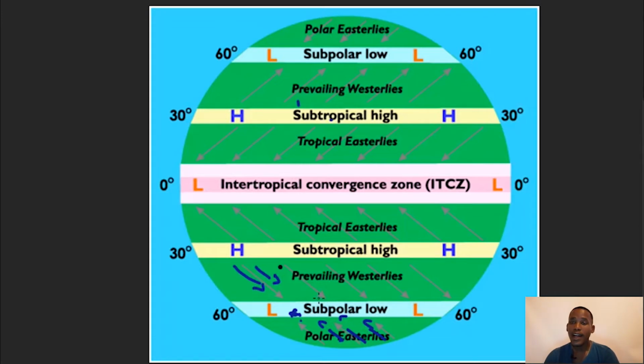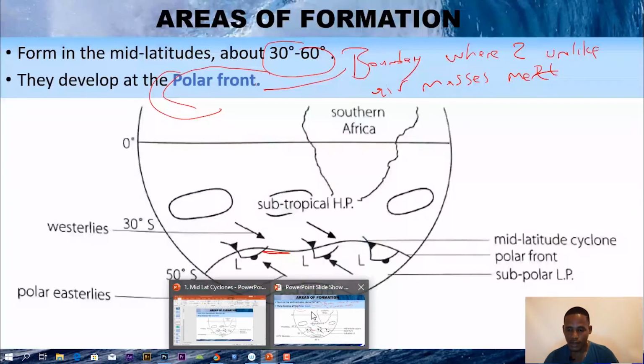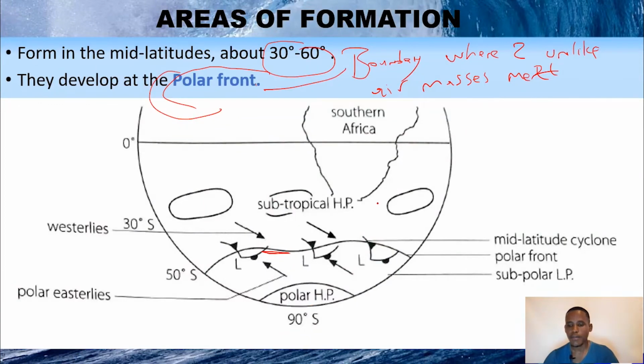Now they are unlike masses because this one is warm because it comes from the tropics, which is closer to the sun. These winds are warm. Then these winds are cold because they are coming from the poles. So that's what we mean by a polar front being a boundary where two unlike masses meet. You get that? Good. Fine. Moving on.